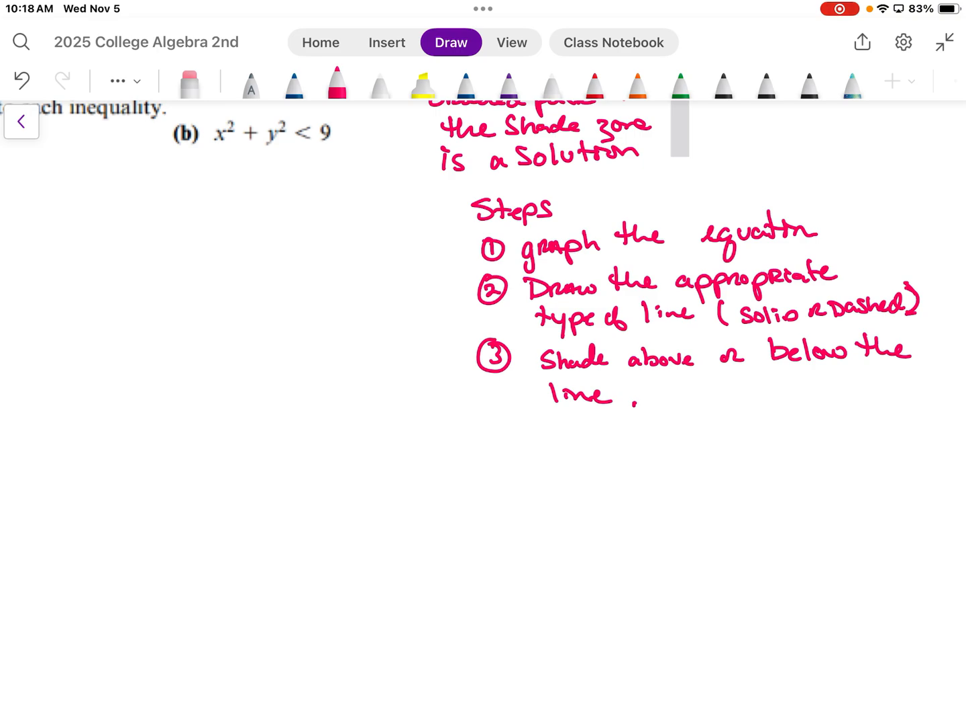Okay, Jonas, do we need a calculator? I'm going to show you how to do it by hand, because it's hard to do some of these, like B, on the TI-84.